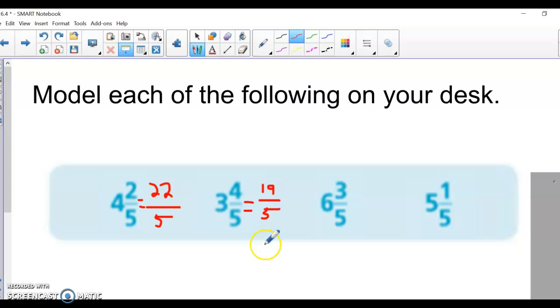All right, go ahead and pause it now and see if you can figure out another way to write 6 and 3 fifths or 5 and 1 fifth. And then we'll have a way to look at it next.